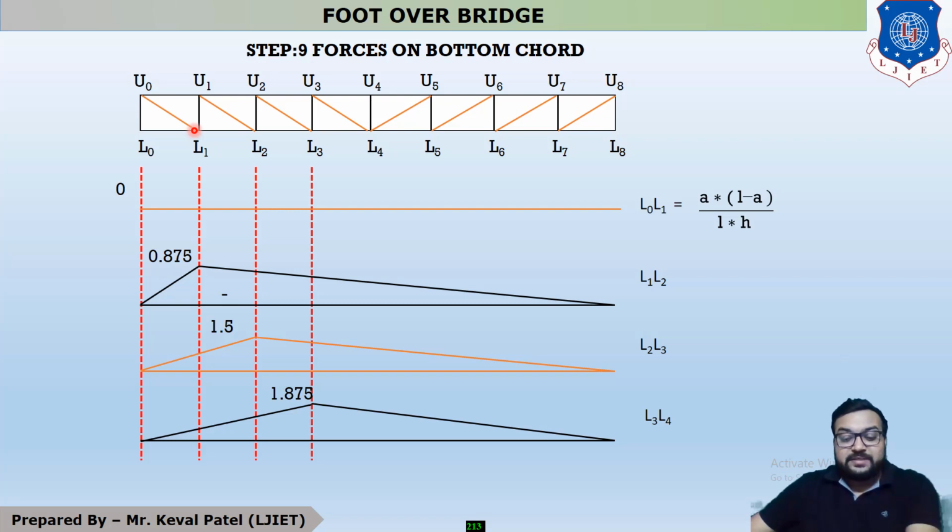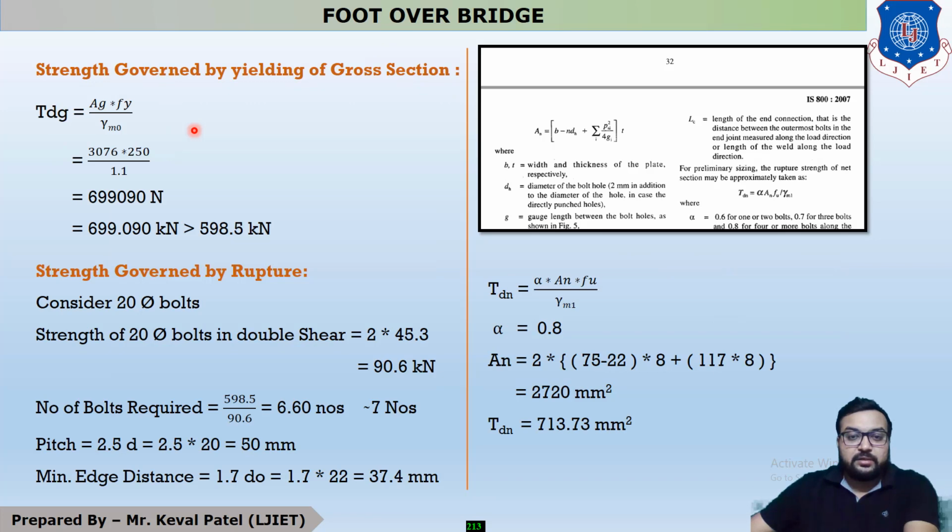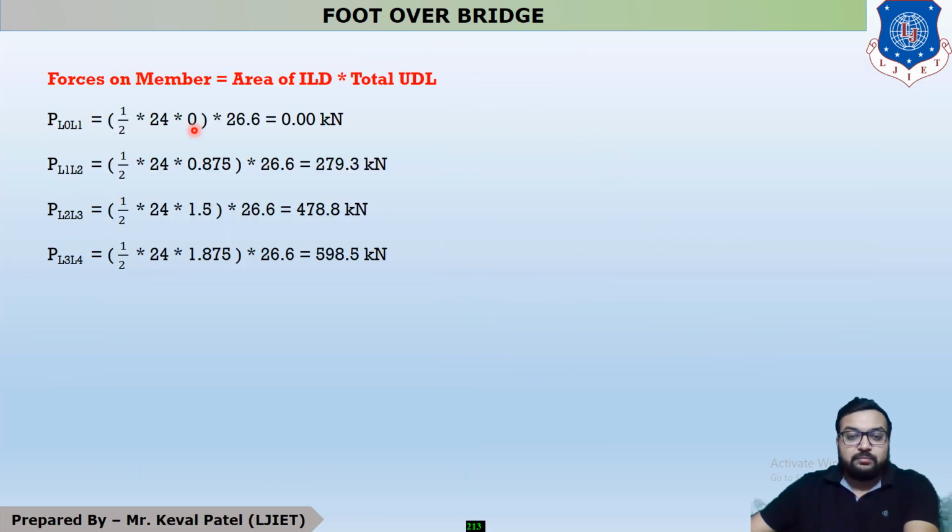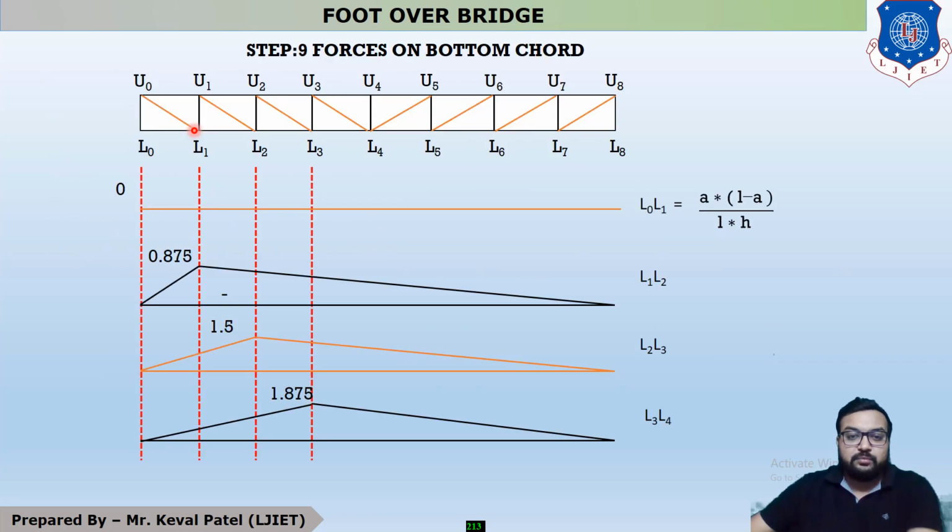Okay, so a similar funda is represented over here for the design of the bottom chord, and first of all the forces on the bottom chord. So for the forces of the bottom chord, your first member is L0 L1. Now L0 L1's opposite end is U0 U1, and from L0 L1 one diagonal member is L1 U0. Now U0 is your opposite end. Now from U0 your left hand side distance is 0 and your right hand side distance is 24.